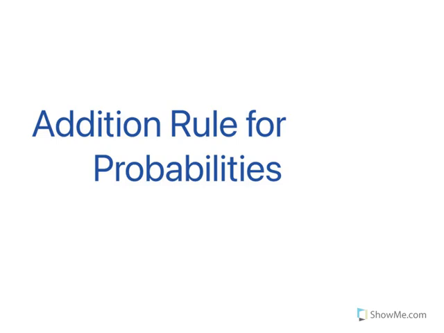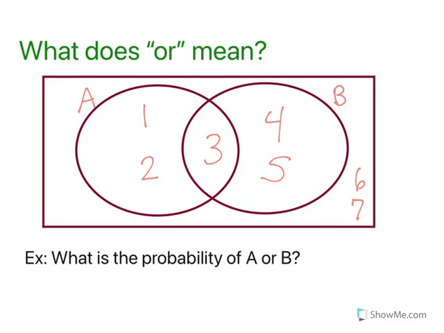The addition rule for probabilities. Now you really need to pay attention to what this means. So the addition rule deals with the word "or." And what does "or" actually mean?